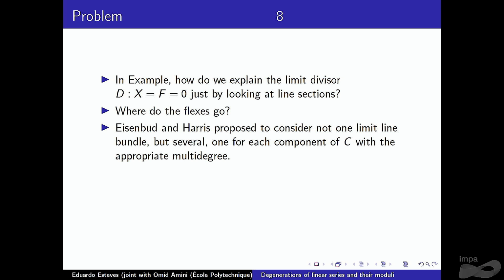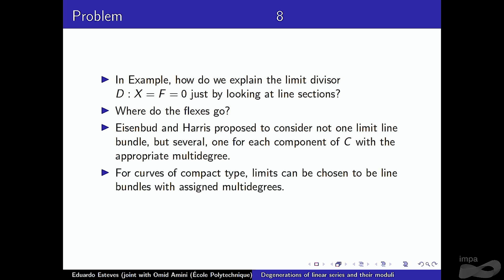So in this case, they would consider the line bundle 300, for instance. And for curves of compact type, that worked, because limits can be chosen to be line bundles with assigned multi-degree. But if your curve is not of compact type, you cannot really establish that, OK, I want to look at the divisors that have degree D000. No, that won't work. And how to do it more generally.